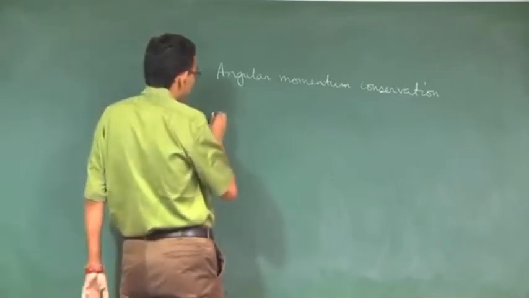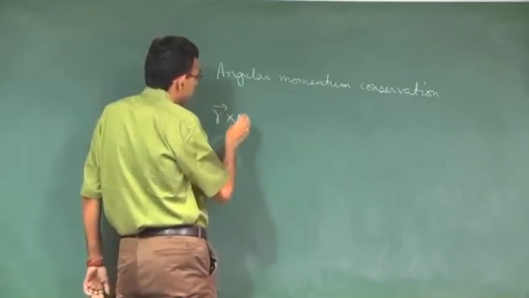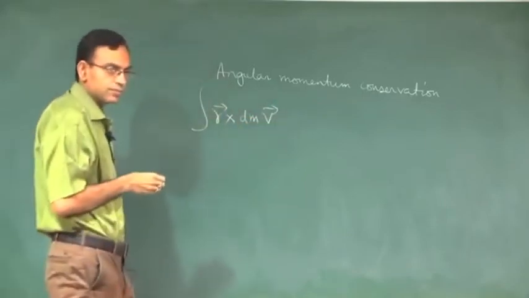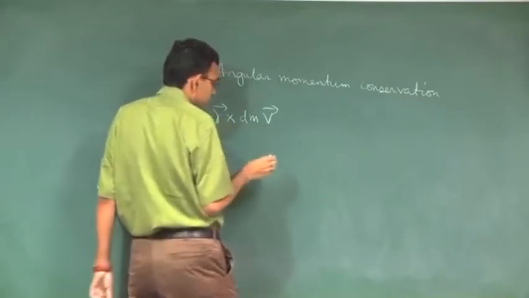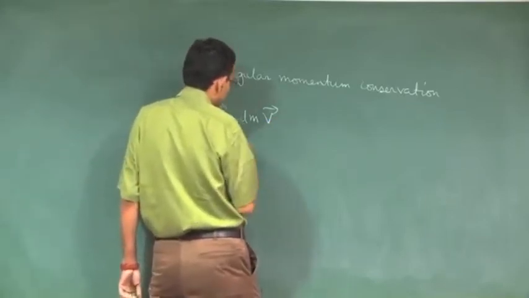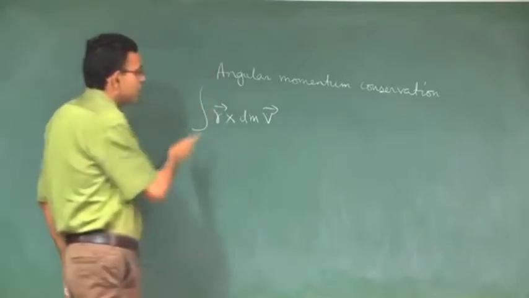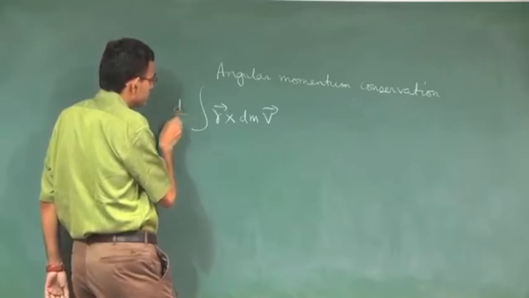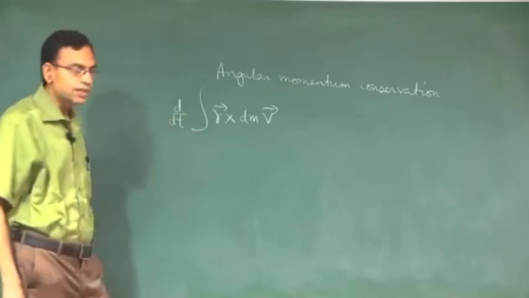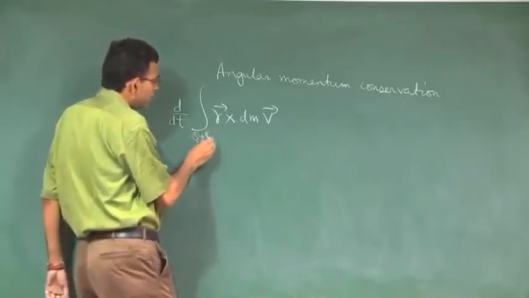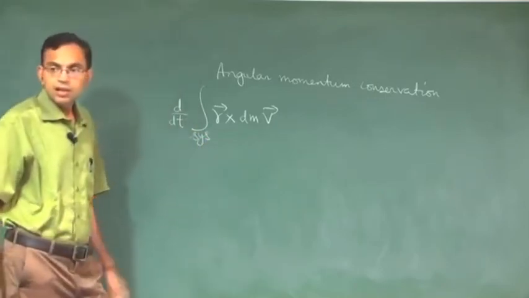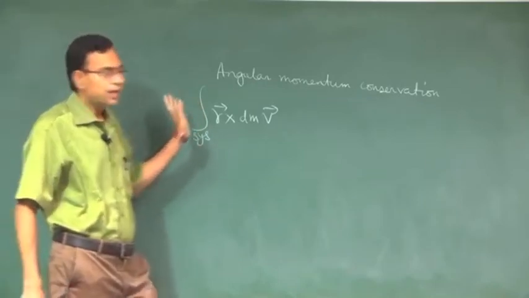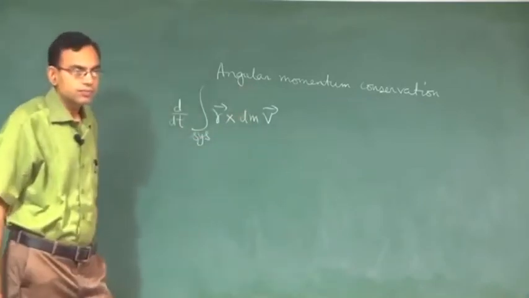So angular momentum is nothing but the moment of linear momentum. Okay. So the rate of change of angular momentum will be this one for the system. We have to express it in terms of the corresponding terms for the control volume.